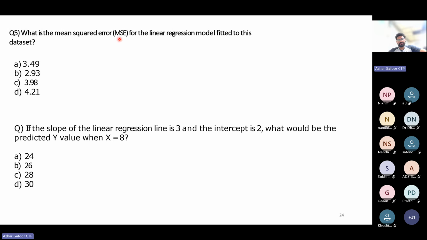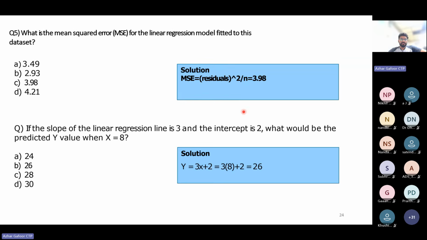Now mean squared error is the sum of the residuals whole square, that is yi minus y hat whole square, divided by 6, the number of points. That will give the mean squared error. So this is just wording. The slope of the linear regression line is given as 3, so the x coefficient will be 3 and the intercept is 2, so we have the plus 2. So this is the new equation, and for x equal to 8, we have the solution.